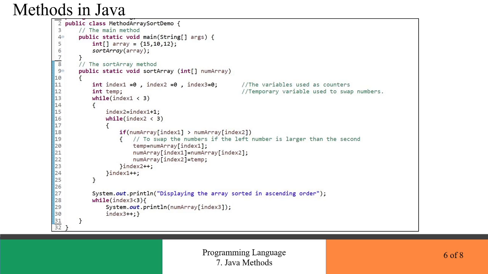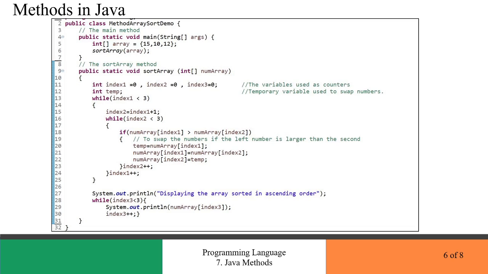Thus, as a part of line 5, we are creating an integer array variable of name array that has the values 15, 10 and 12. As part of line 6, we are making a call to the sort array method. And we are sending the created array as a parameter. As part of the sort array method, we are writing the logic which performs the sorting of the array.